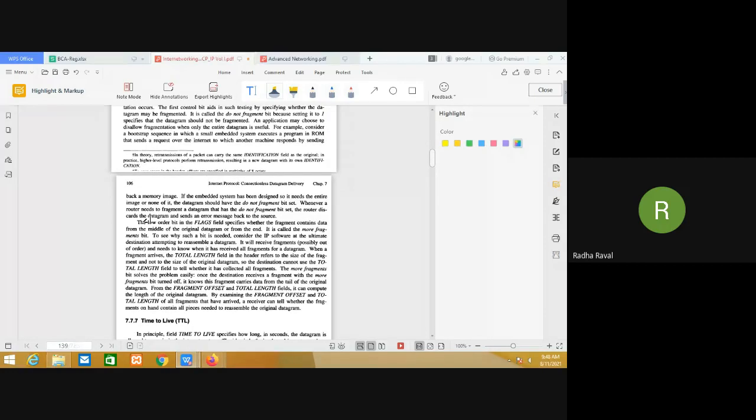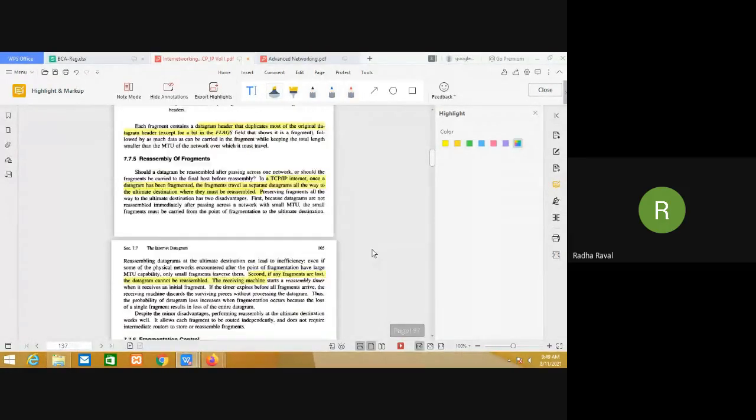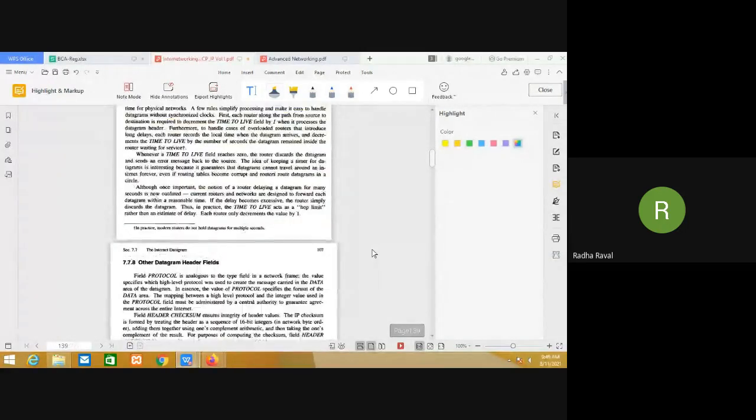So how does the ultimate destination calculate the original size of the datagram? By these two values: the fragment offset and the total length field, it can compute the length of the original datagram, because your fragmented part does not carry the original datagram size, it carries the size of the fragmented part. Here you can read. So it's all about fragmentation, fragmentation control, reassembly of fragments, maximum transfer unit, and datagram size.